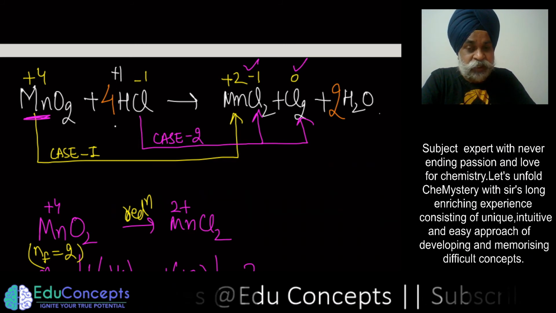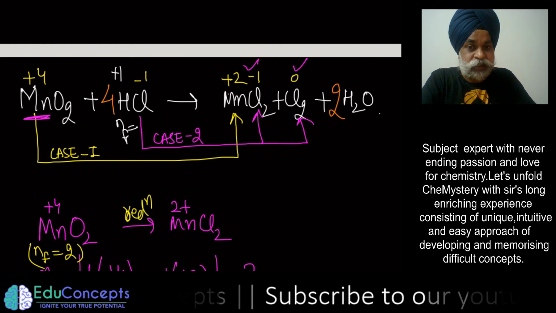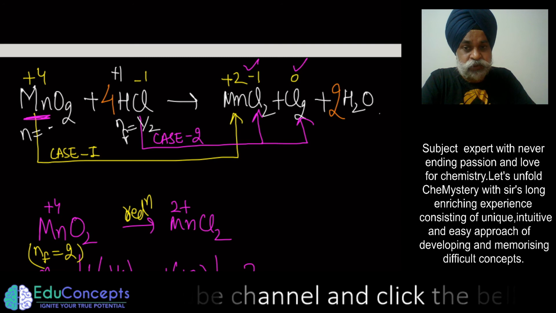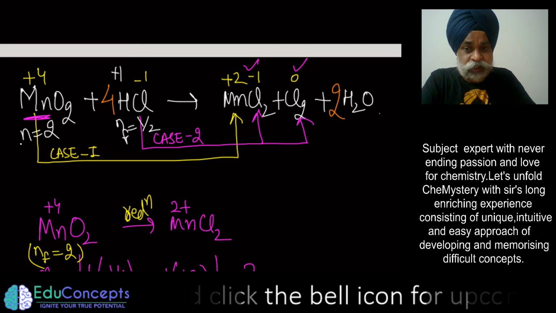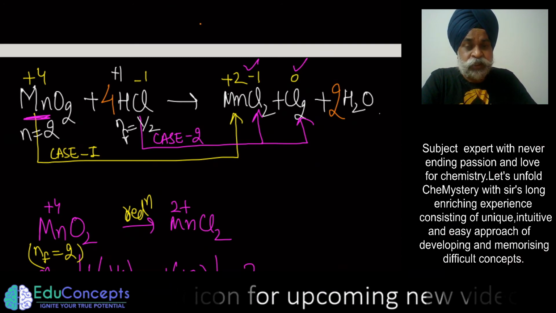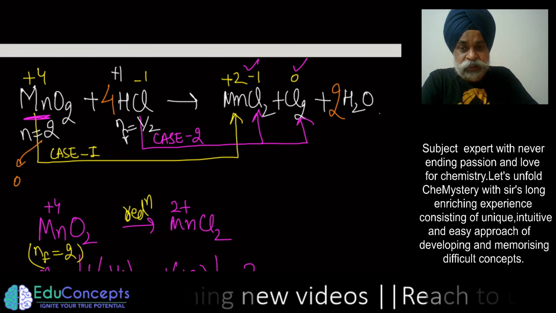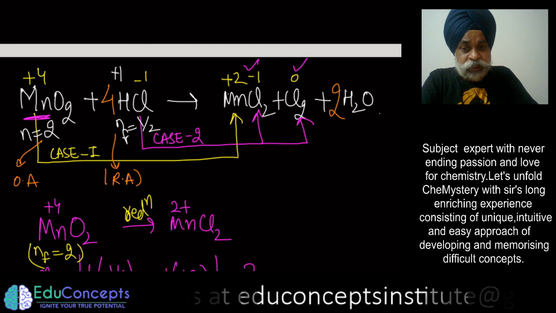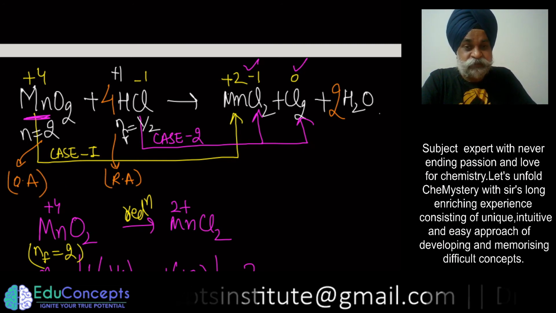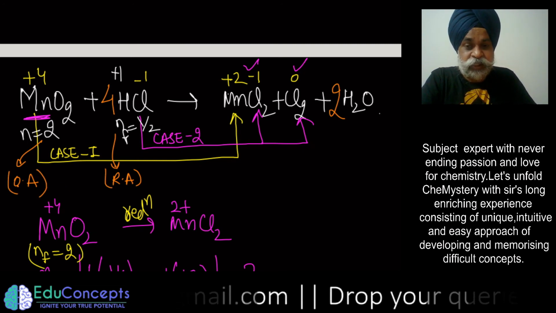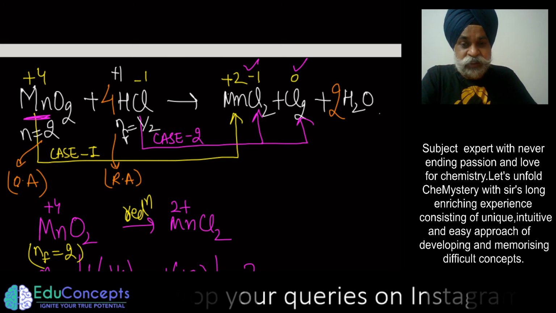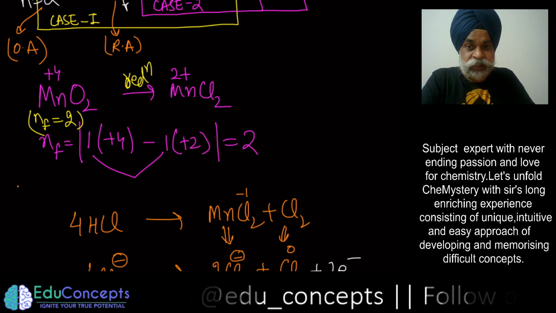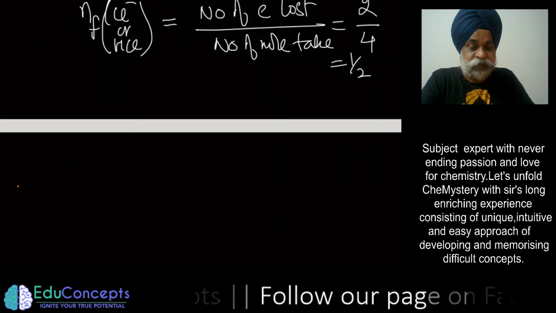So what we are trying to say is the n factor here is half, and in this case the n factor here is 2. So here it is behaving like an oxidizing agent, and this is behaving like a reducing agent. There are other details in this reaction, in terms of acidity, that would take the reaction to a different domain. First I just want to consolidate in terms of n factor.